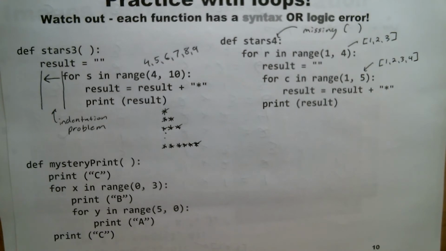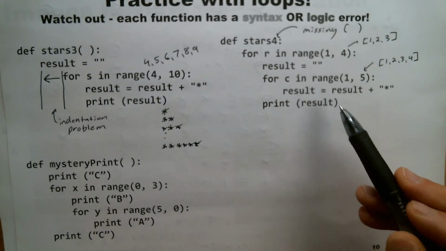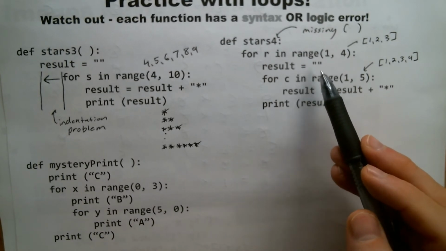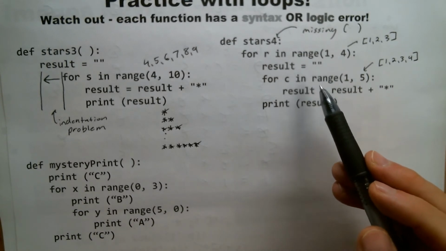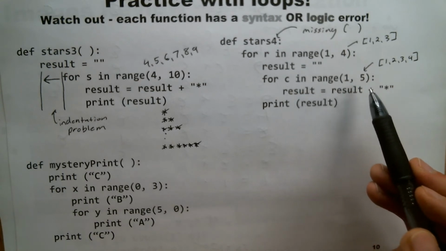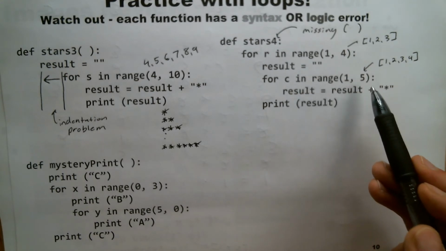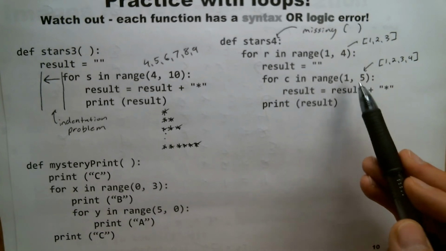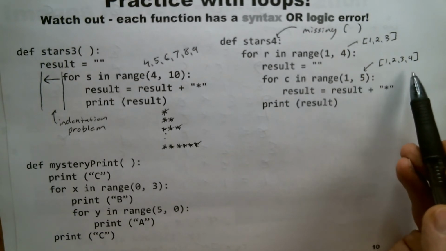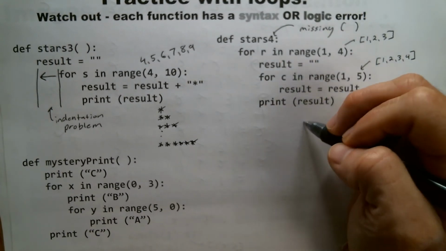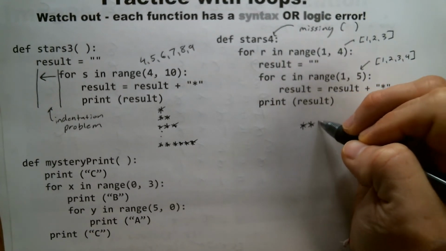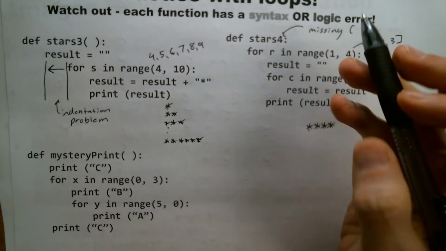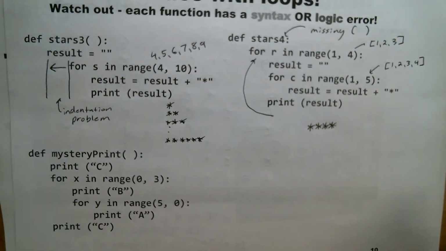And again, this one's a little trickier because what's happening here is that this is making result empty. Then we go through and build up the stars. So we say result equals result plus star. So it's going to build up 4 stars, but we don't print it until we're done. All right, so I would print out 4 stars. Then I go back up to the top here.